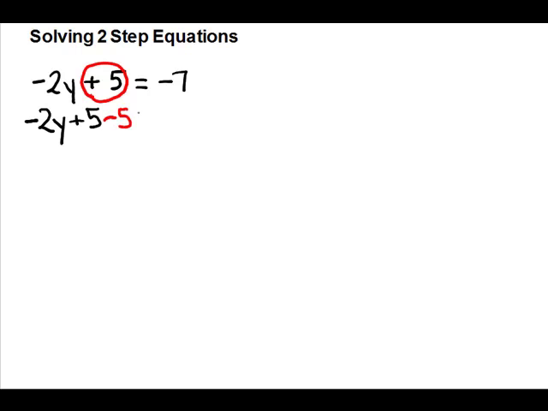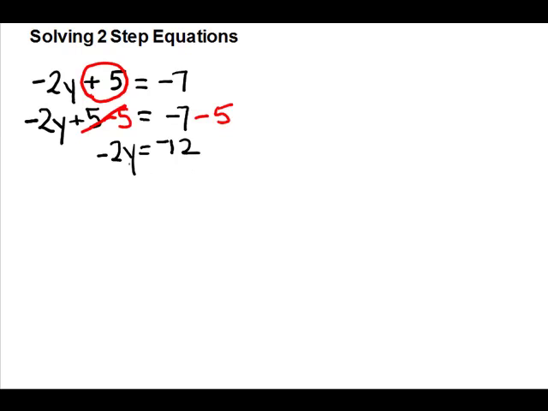Your equals should come straight down. And we're subtracting the 5 there. Clean up. It says negative 2y equals, what's your signs on the right-hand side? These are like signs. Like signs add and keep the sign.